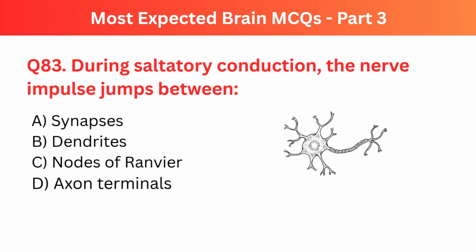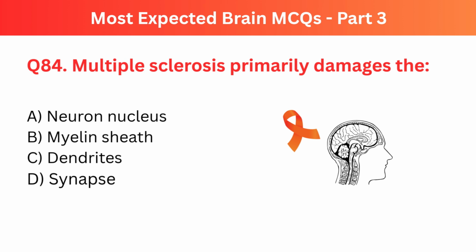Question number 83. During saltatory conduction, the nerve impulse jumps between. The right option is C. Nodes of Ranvier. Question number 84. Multiple sclerosis primarily damages the. The right option is B. Myelin sheath.